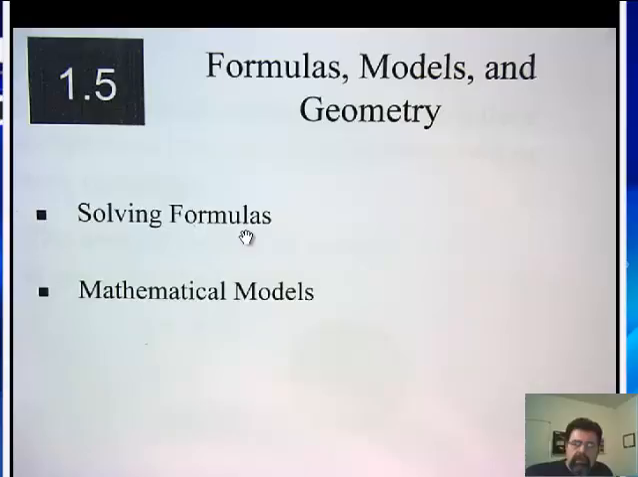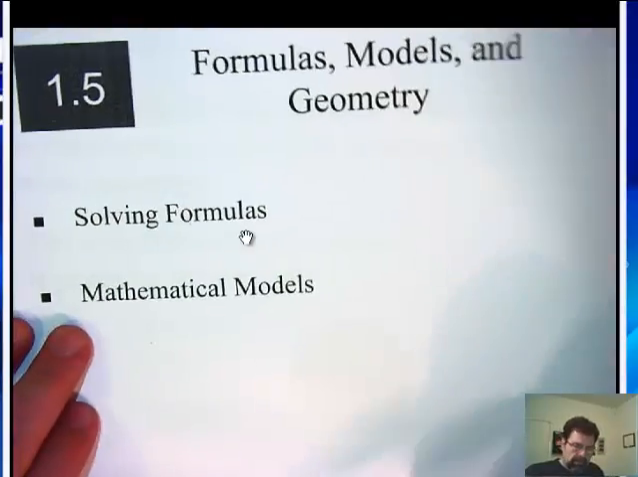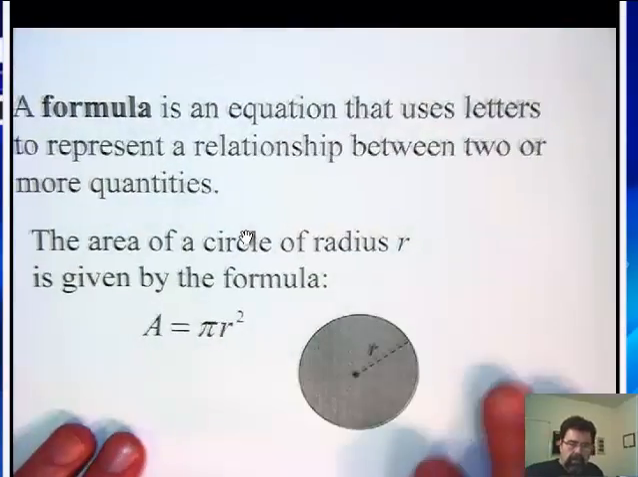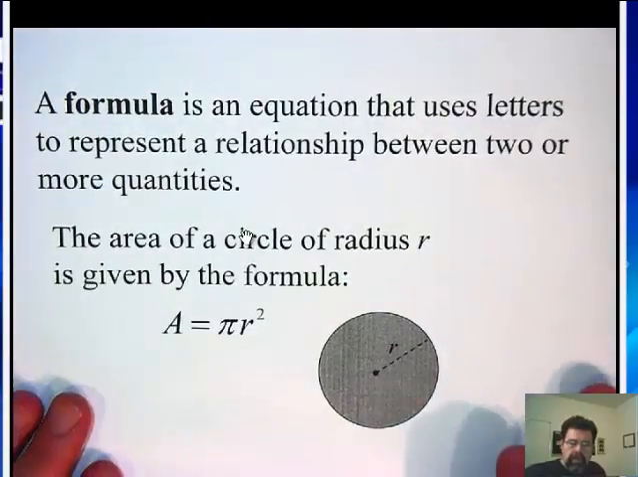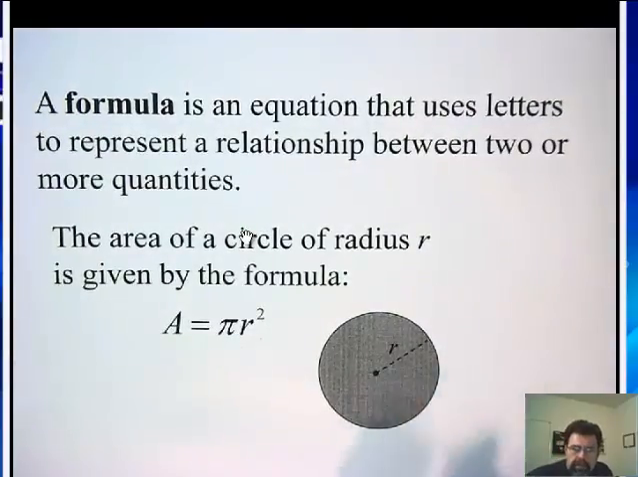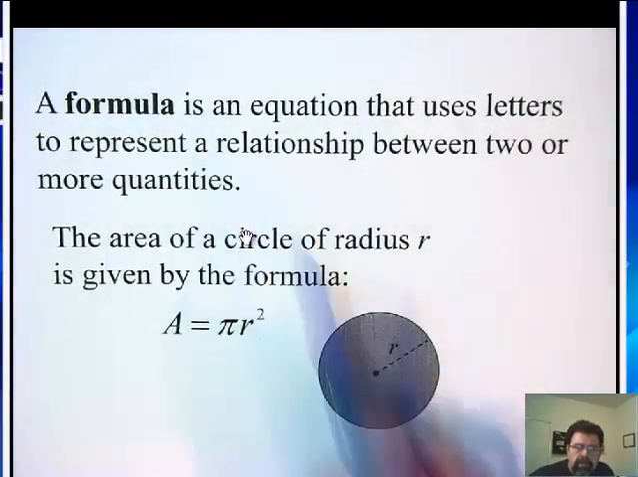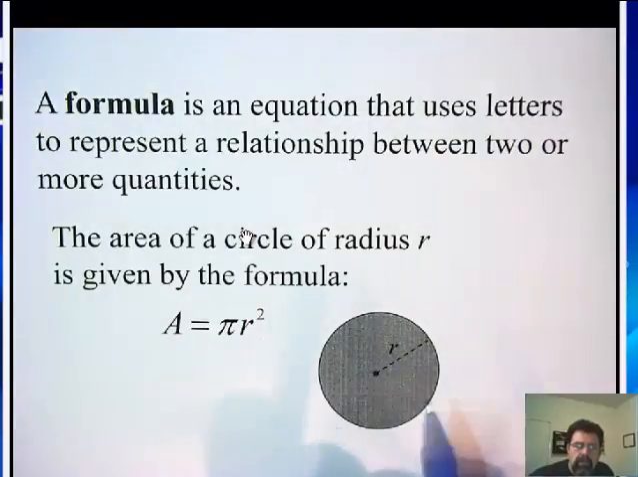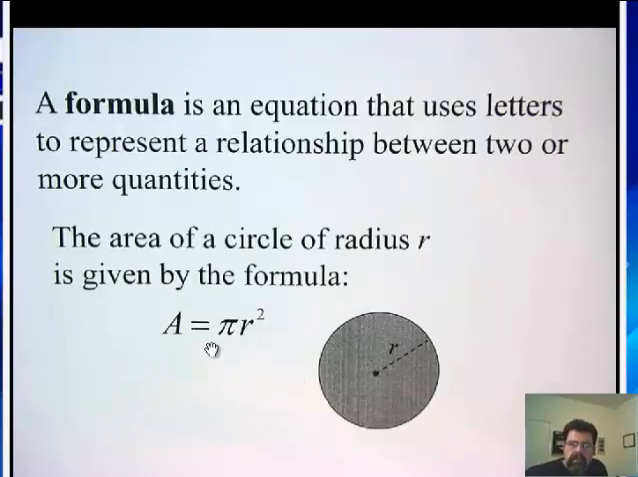Okay, so our first objective is solving formulas. Starting off with the definition of formulas: simply an equation that uses letters to represent a relationship between two or more quantities. An example of a formula would be this: the area of a circle is given by the formula A equals pi r squared.